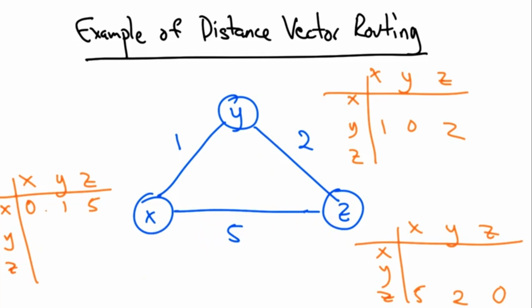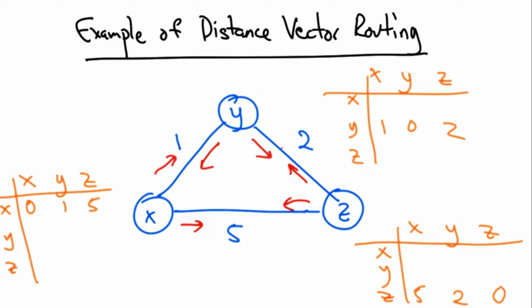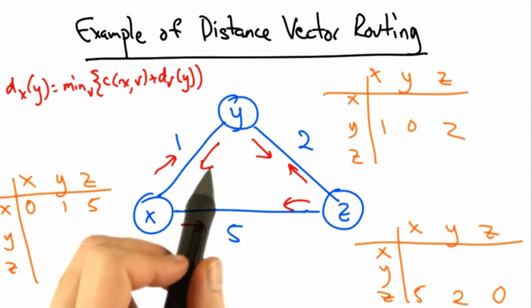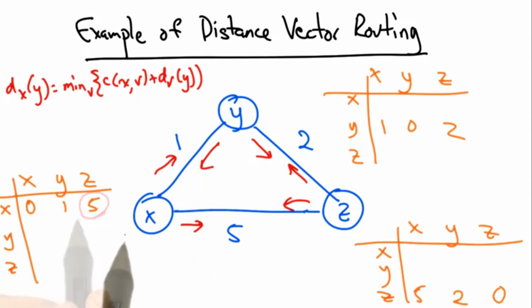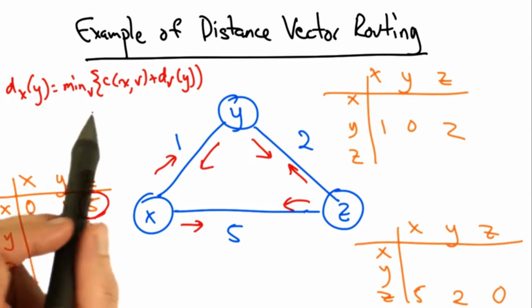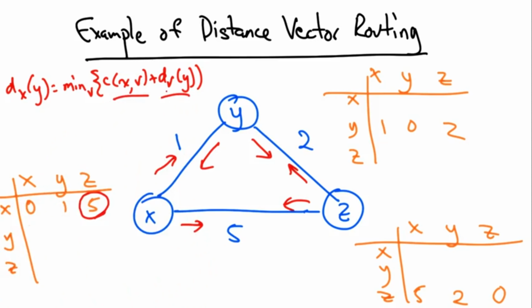Now in distance vector routing, every node sends its vectors to every other adjacent node, and each node then updates its routing table according to the Bellman-Ford equation. Let's look at what happens when node x learns of y's distance vectors. Well, in this case, the distance from x to z will be computed as the minimum of the sums of all distances to z through any intermediate node.